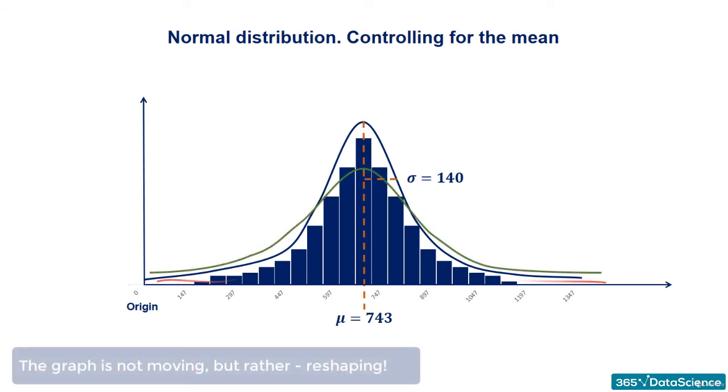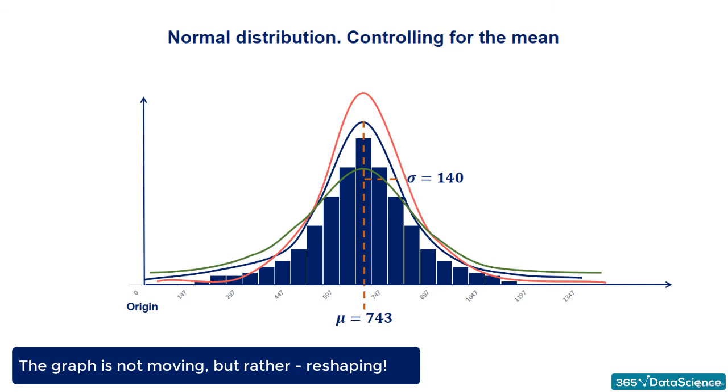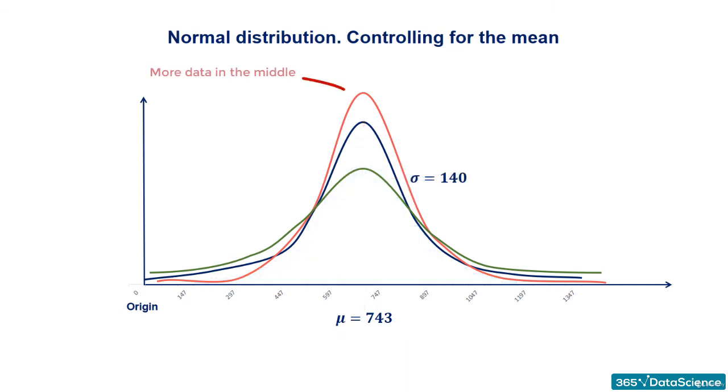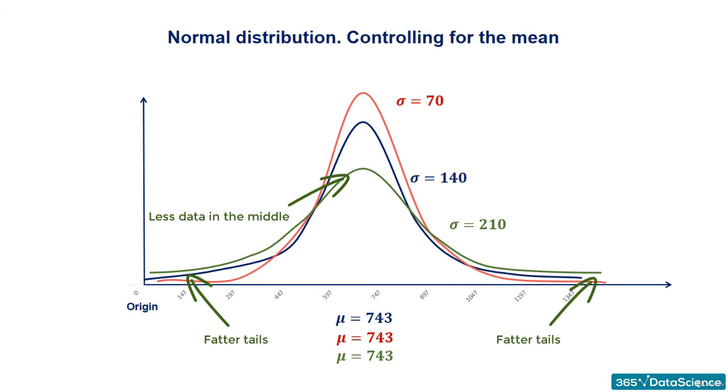This time the graph is not moving, but is rather reshaping. A lower standard deviation results in a lower dispersion, so more data in the middle and thinner tails. On the other hand, a higher standard deviation will cause the graph to flatten out, with less points in the middle and more to the end, or, in statistics jargon, fatter tails.